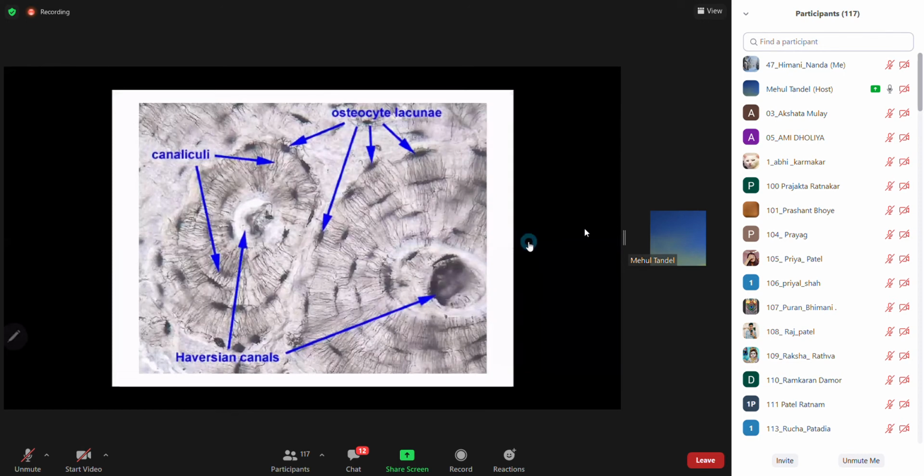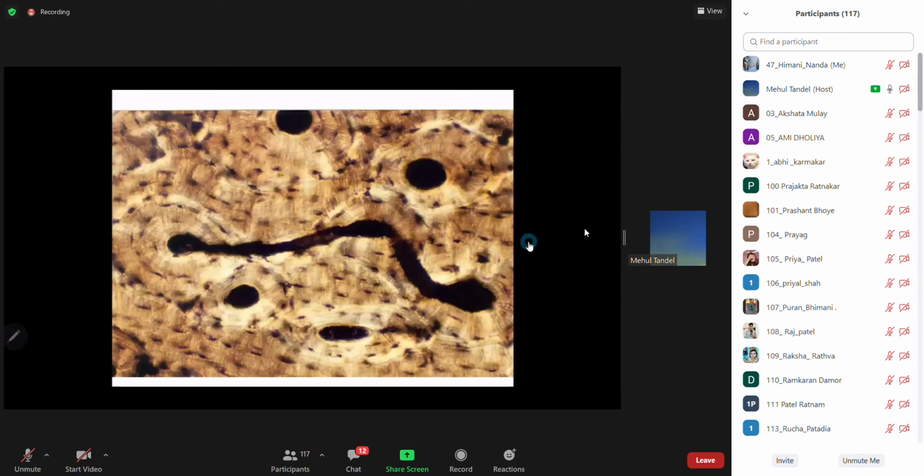We also know there are channels that communicate the Haversian canals with each other, and also with the outer surface, meaning the periosteum, and with the medullary cavity. These channels are known as Volkmann's canals. The contents are the same. This is a Volkmann's canal, connecting the Haversian canal and also connecting with the periosteum and medullary cavity.